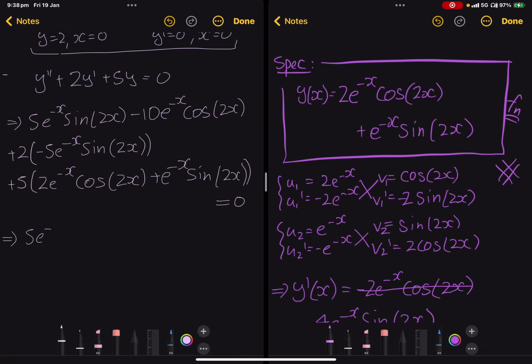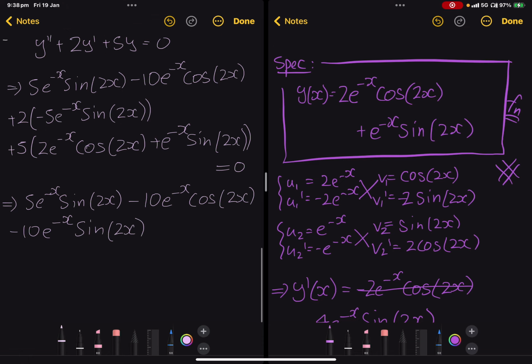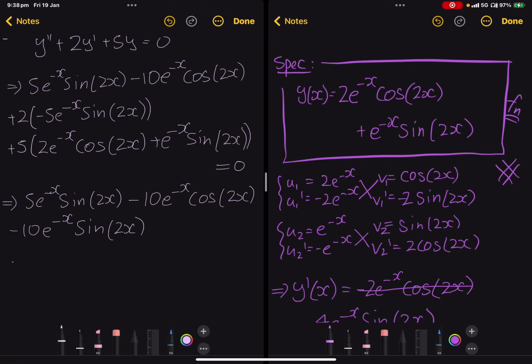So we have a 5e to the minus x sine 2x up the top, minus 10e to the minus x cosine 2x. Then we have 2 times minus 5, so this becomes minus 10e to the minus x times sine 2x. And then down the bottom we have 5 times 2, so this becomes plus 10e to the minus x cosine 2x plus 5e to the minus x sine 2x is allegedly all 0.